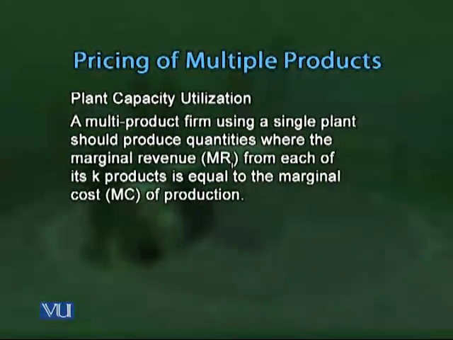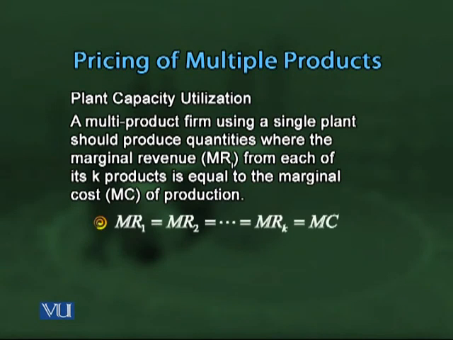or maybe more than two products. So if we assume that the firm is producing, let's say, K products, as you can see on the screen, then in that case, the firm will be optimizing its profit by using this rule: if the products are A, B, C, and up to K, then it should produce at the level of output where MRA is equal to MRB, and this is equal to MRK, that is the kth product, and it should be equal to MC.